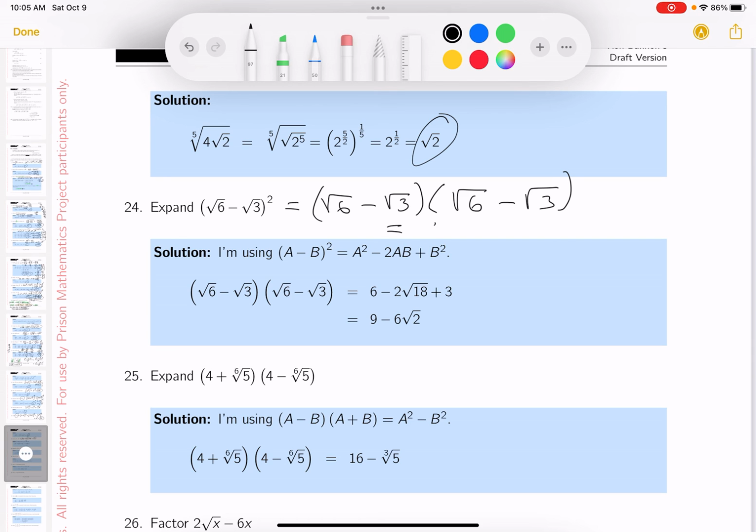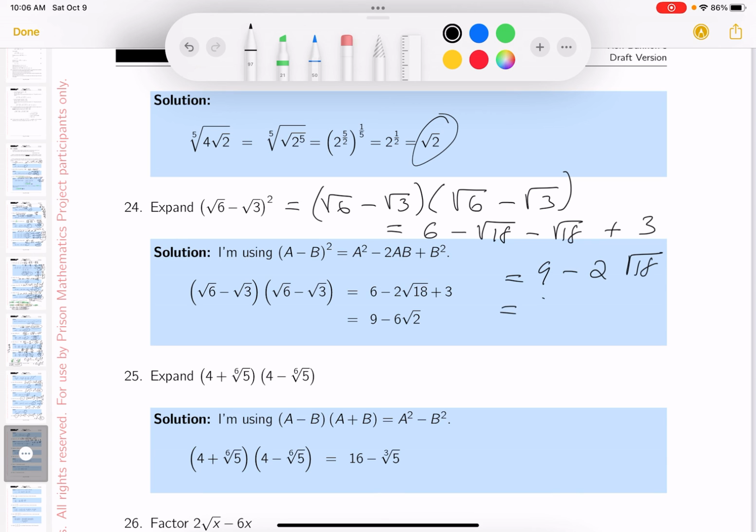Root 6 times root 6 is 6. Then root 6 times root 3 is minus root 18. We'll take care of that later, by the way. Then you get minus root 18 again. And then what do you get? Minus and minus is plus 3. Well, let's write this down: 6 plus 3 is 9, minus 2 root 18.